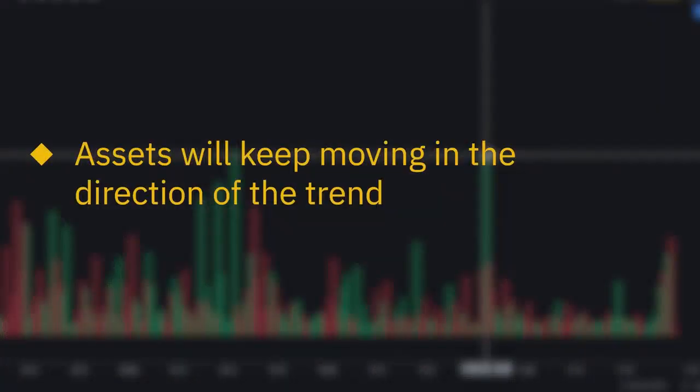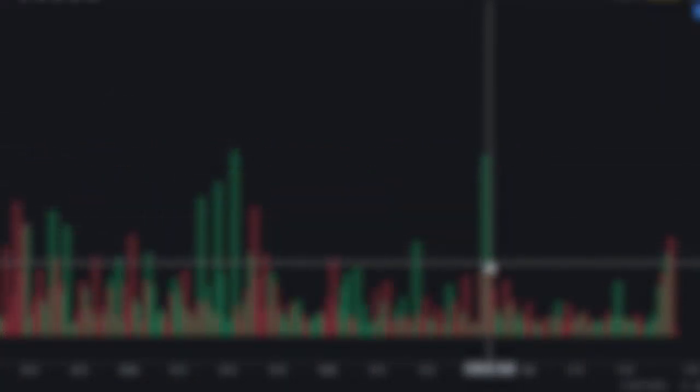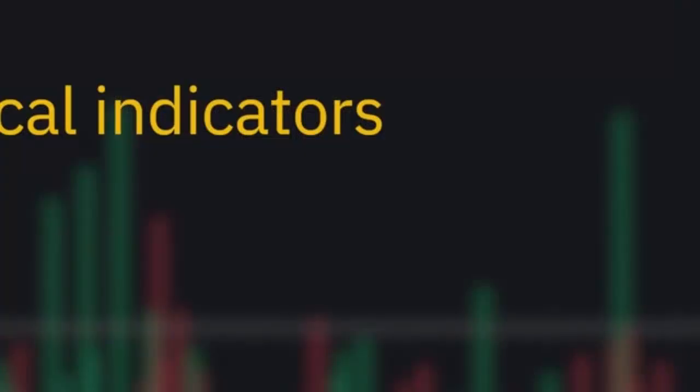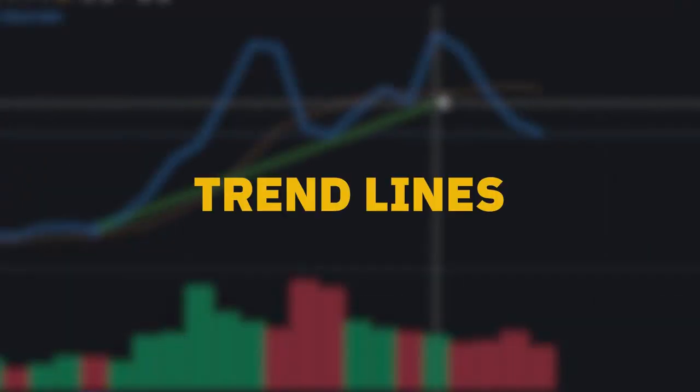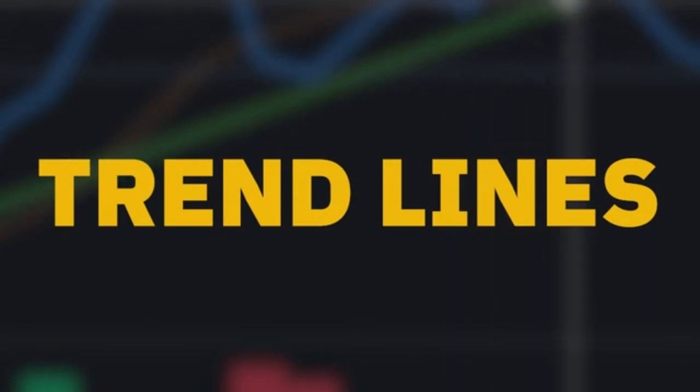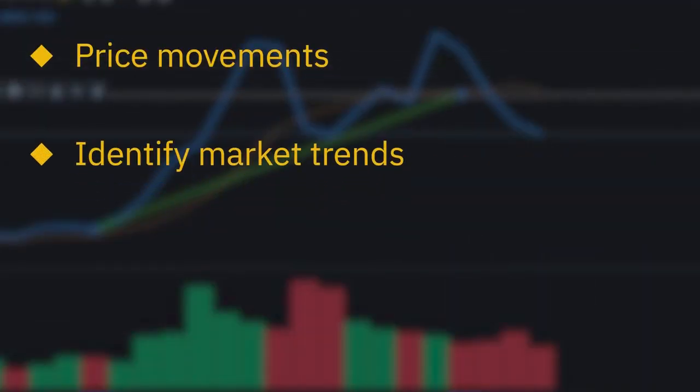When using this trading strategy, the trader assumes that the asset will keep moving in the direction of the trend. However, trend traders have to consider the possibility that the trend might change. Therefore, they may also use moving averages, technical indicators, and trend lines. Trend lines are diagonal lines drawn on a chart. They connect specific data points, making it easier for traders to visualize price movements and identify market trends.